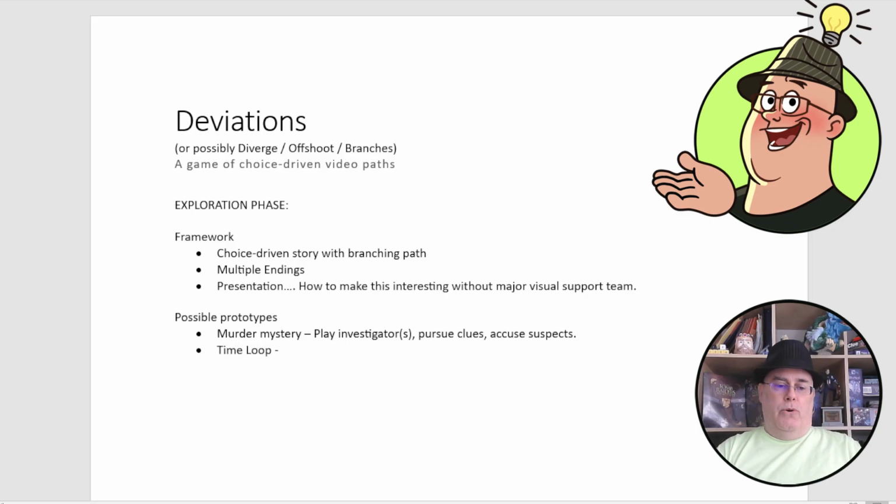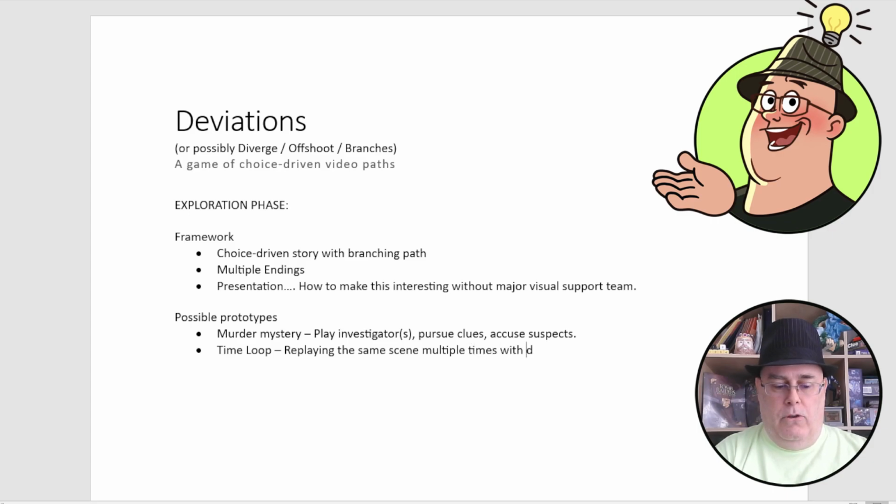A time loop story has the interesting features of replaying the same scene multiple times with different choices. So a time loop prototype saves me on those presentation features because it essentially replays similar elements over and over again. I can get more story with less content. So that's a bit of an advantage and might make a really good prototype for that reason.